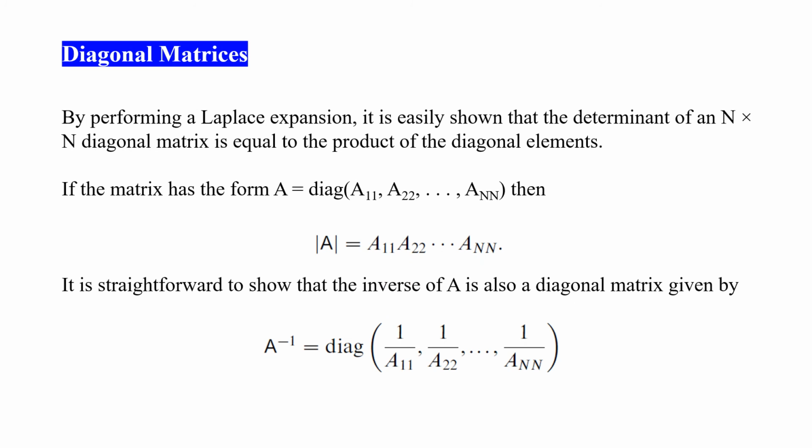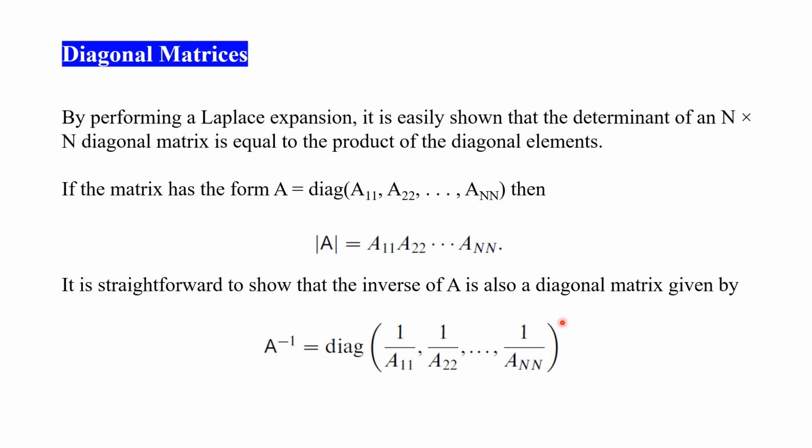By performing our Laplace expansion, it is easily shown that the determinant of an n by n diagonal matrix is equal to the product of the diagonal elements. Again, it is easy for diagonal matrices to find the determinant. If, for example, the matrix is of the form A equal to the diagonal of A11, A22 up to ANN, then the determinant is just equal to the product of the diagonals, which is A11 times A22 up to ANN. It is straightforward to show that the inverse of A is also a diagonal matrix given by this one.